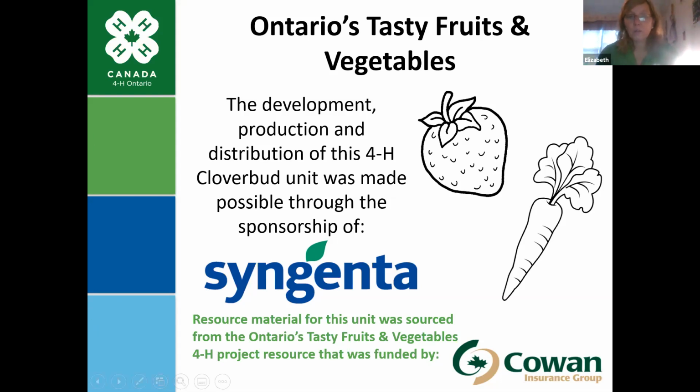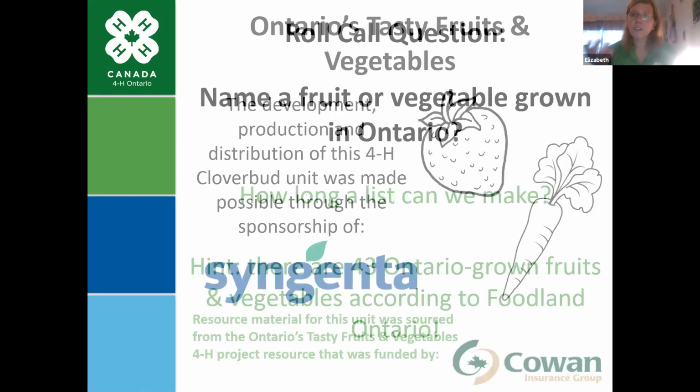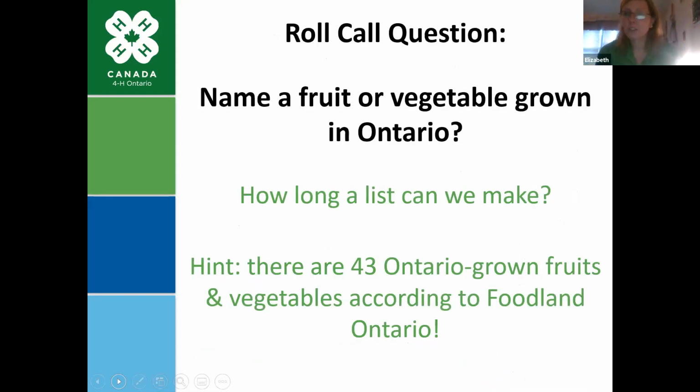So one of the ways with the Cloverbud units is that we do like to have the meetings look similar to what a youth will experience once they become a 4-H member when they turn 9 years old. So we look in our Cloverbud meetings to have them start with a 4-H pledge and then also do a roll call as well. And it gives the Cloverbuds an opportunity to be able to work on their public speaking, their communication skills. And so this is one of the roll call questions out of the Ontario Tasty Fruits and Vegetables Cloverbud unit, and that's just to name a fruit or vegetable that's grown in Ontario.